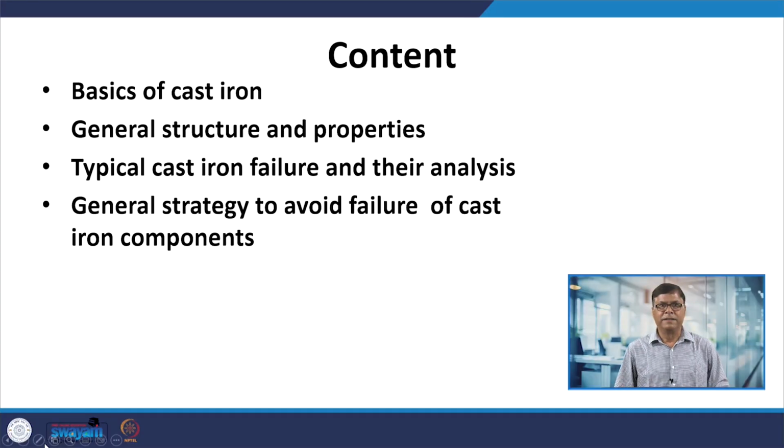In this presentation, I will first try to familiarize you with casting: the basics of cast iron, then general structure and properties, then typical cast iron failures and their analysis, and the general strategy to avoid failure of cast iron components. But the whole focus of this presentation will be on the failure analysis of the sluice wall, which is made of cast iron.